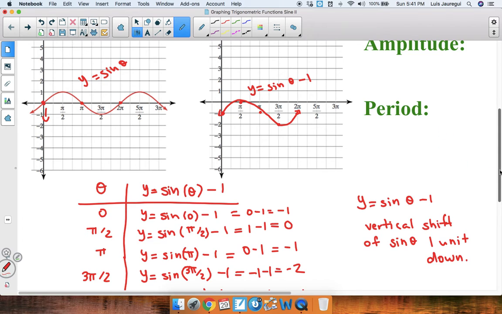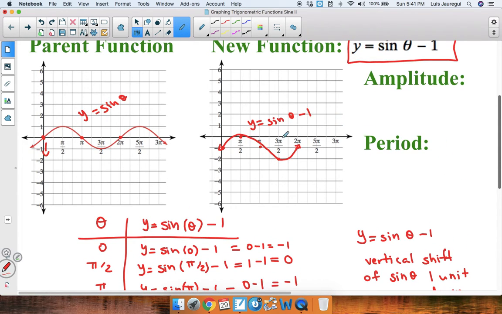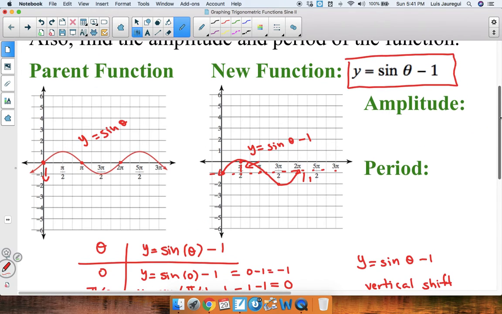In terms of the amplitude, what we can do is trace the midline here. And we can see that the distance from that midline to the minimum happens to be 1. Or from that midline to the maximum, it's still 1. So we can say that the amplitude is 1. Another way to figure out the amplitude is to say, well, amplitude is equal to the absolute value of the coefficient of sine. So notice that here you have an implicit 1. So we have absolute value of 1, that is equal to 1.